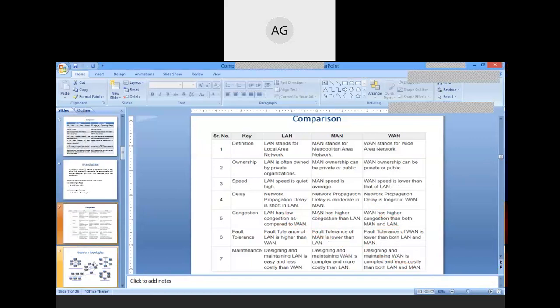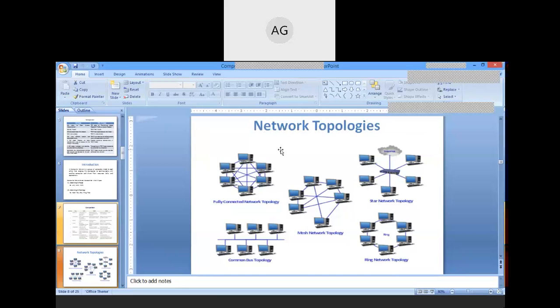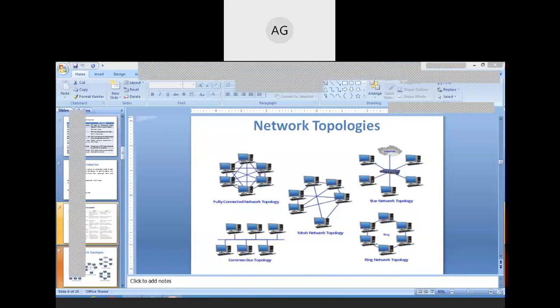Now moving to the next slide. Now we can categorize the computer network in terms of the topologies. As you can see on the slide, there are different topologies in which the computer systems are connected. As you can see here, this is the common bus topology.